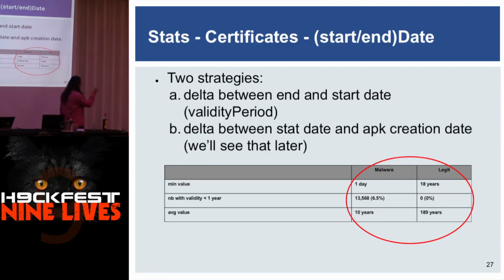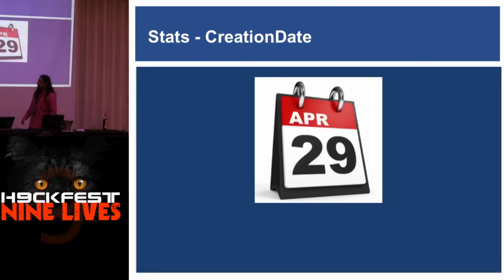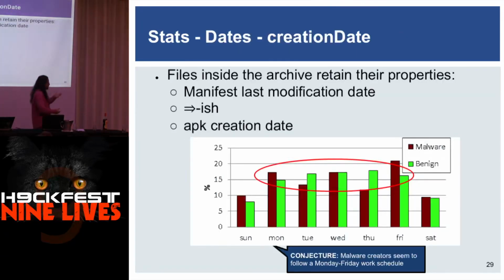The second strategy, I'm going to talk a bit more about that later, is the delta between the start date of the certificate, when the certificate starts to be valid, and the date the application was created. Is there a sort of delta between those two? I'm going to come back to this after I've talked about creation date. I mentioned it a bit earlier. For the creation date, we extract the archive, we pick the last modification date of the manifest, and we say this is the creation date of the application.